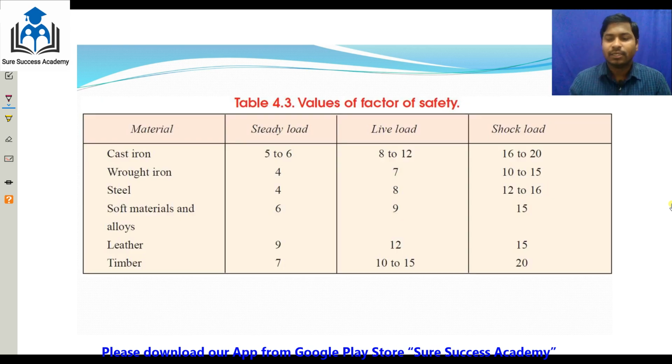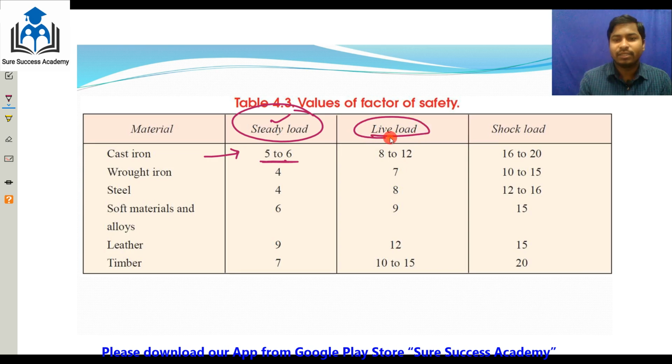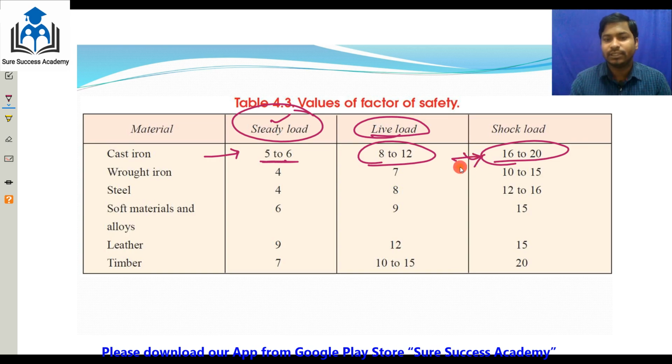For different loads we give different factors of safety, and for different materials we give different factors of safety. Take cast iron: we give 5 to 6 if it is a steady load. If it is a live, variable or dynamic load, we give a factor of safety of 8 to 12. And if it is a shock load, applied suddenly within a little time, then it is 16 to 20. So whenever it is a steady load, we apply a lower factor of safety. Whenever it is dynamic and shock loads, the factor of safety increases. That is the point to know.